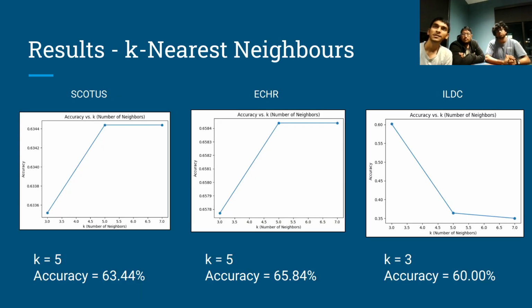For the k-nearest neighbors, if we look at the first one, SCOTUS, with just 5 neighbors, we got an accuracy of 63.44%. And for the European data set with 5 neighbors, again, we got an accuracy of 65.84%. And in the Indian data set with 3 neighbors, we got an accuracy of 60%.